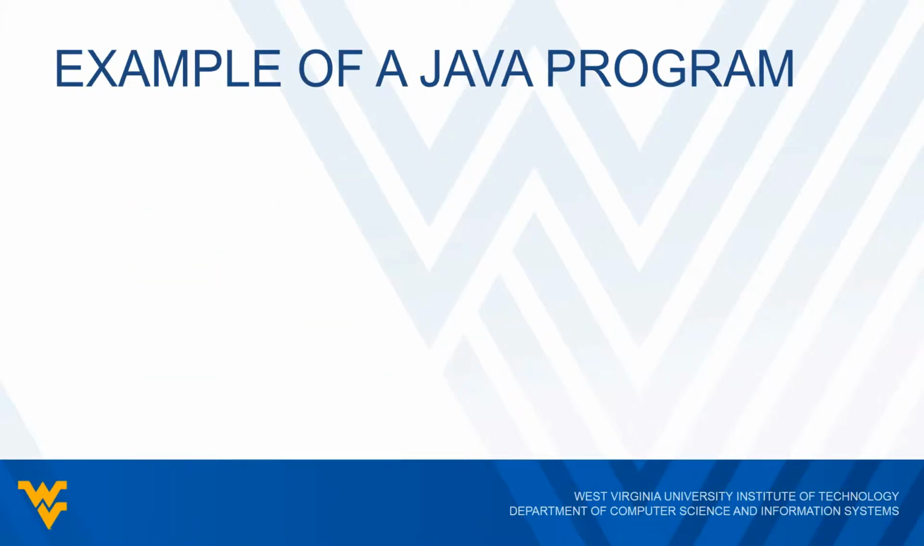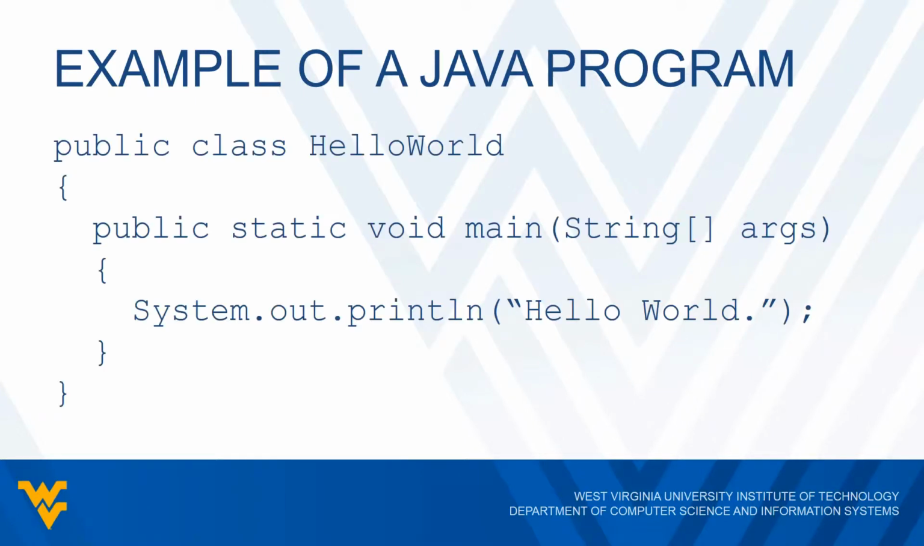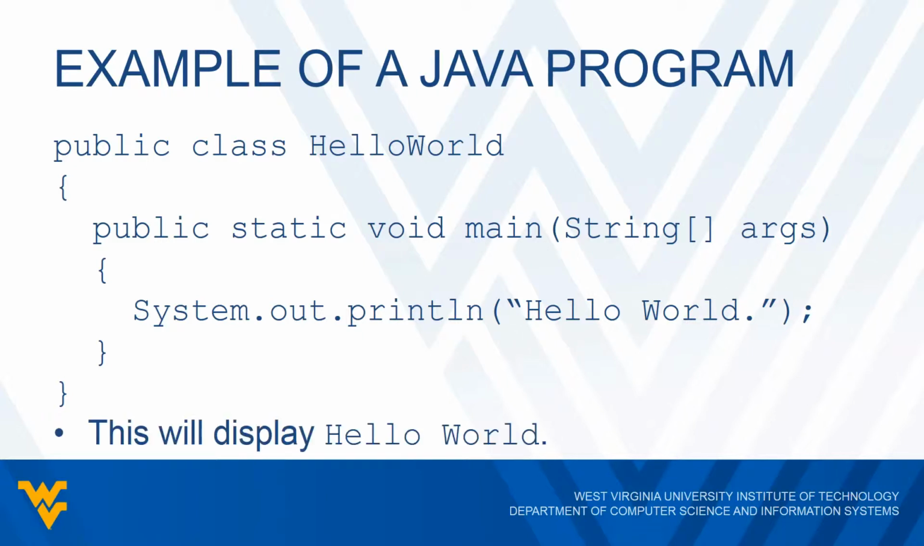So let's take a look at an example of a Java program. Now this program is what we call the HelloWorld program. It's actually the most basic, simplest program out there. When introducing any programming language, you always start with the HelloWorld program. All this simply does is print Hello World. Now there are three key lines to this particular program, so let's take a look at them individually.